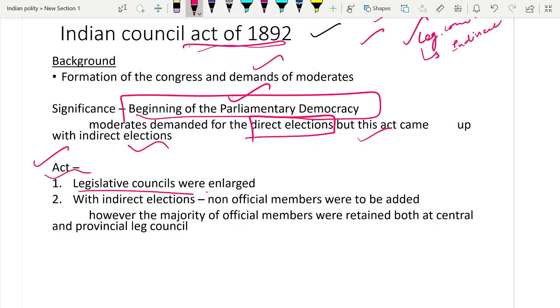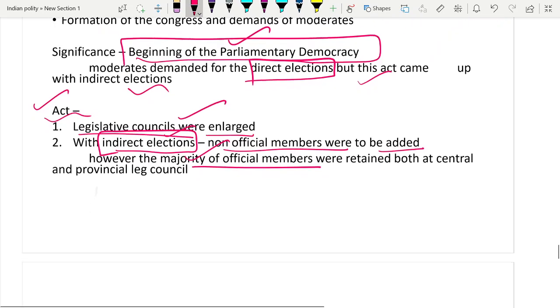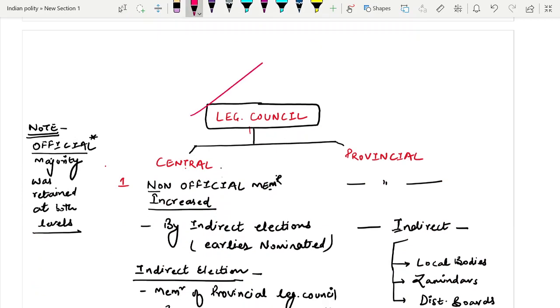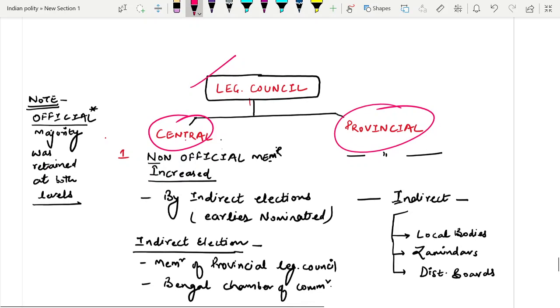The first thing was that legislative councils were enlarged and numbers were increased, but the method of election was indirect. Non-official members were added, which means Indians were added into the Legislative Council. But the official majority was retained in the councils. Here we'll see a diagram. There was a Legislative Council at both central and provincial level. The first thing was that non-official members were increased, through indirect elections.